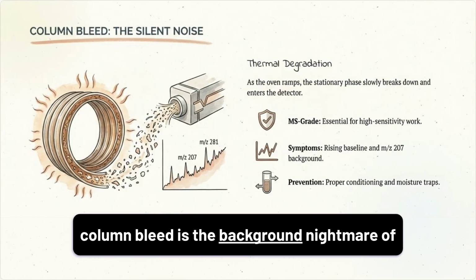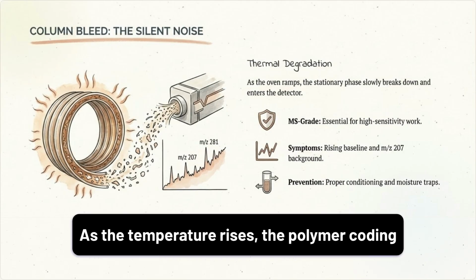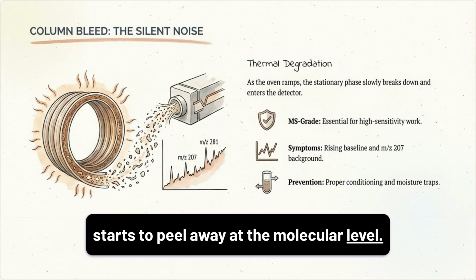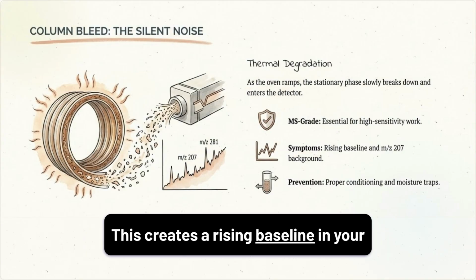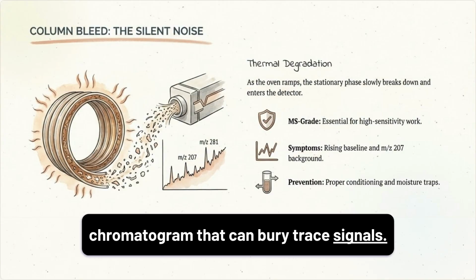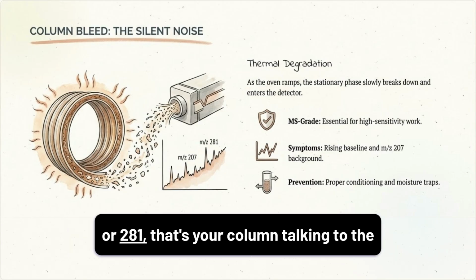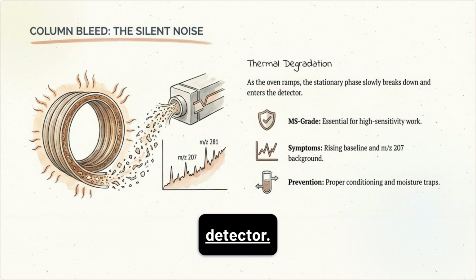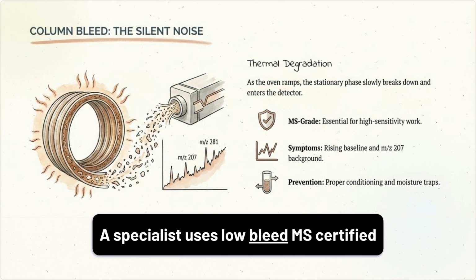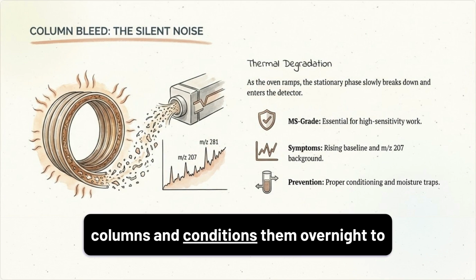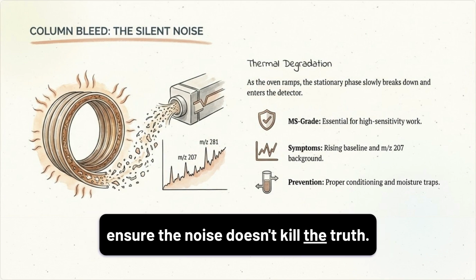Column bleed is the background nightmare of MS detectors. As the temperature rises, the polymer coating starts to peel away at the molecular level. This creates a rising baseline in your chromatogram that can bury trace signals. If your background looks like m/z 207 or 281, that's your column talking to the detector. A specialist uses low-bleed MS-certified columns and conditions them overnight to ensure the noise doesn't kill the truth.